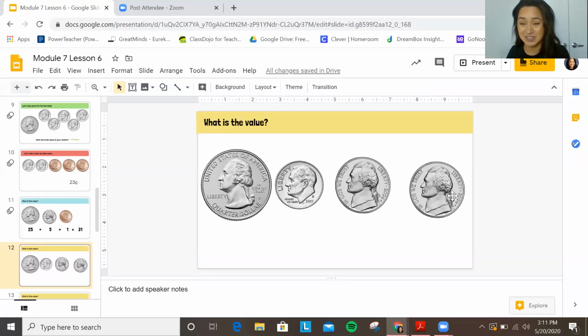Now it's a little bit easier to count up because I have my biggest or my greatest value coin, and I can add up my smallers. So I want you to take a second and count up the value of these coins on your own, and then we're going to go do it together.